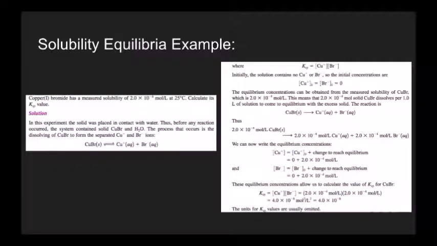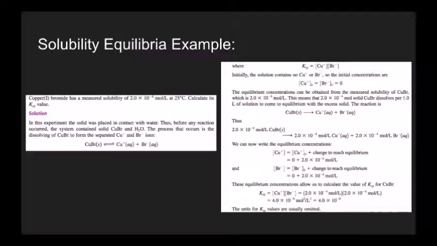So we will talk about a solubility equilibrium example. In this situation, we have copper bromide, which has a measured solubility of 2.0 times 10 to negative 4 moles per liter at 25 degrees Celsius, and they ask you to calculate the Ksp value. So the reaction we see is copper bromide makes copper plus and bromide minus ions.